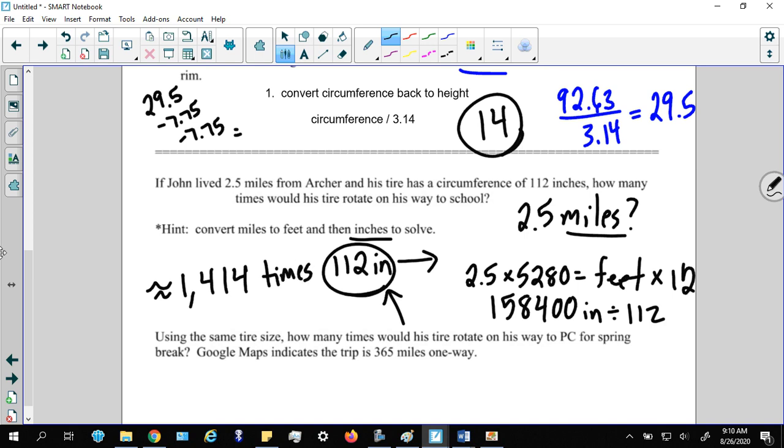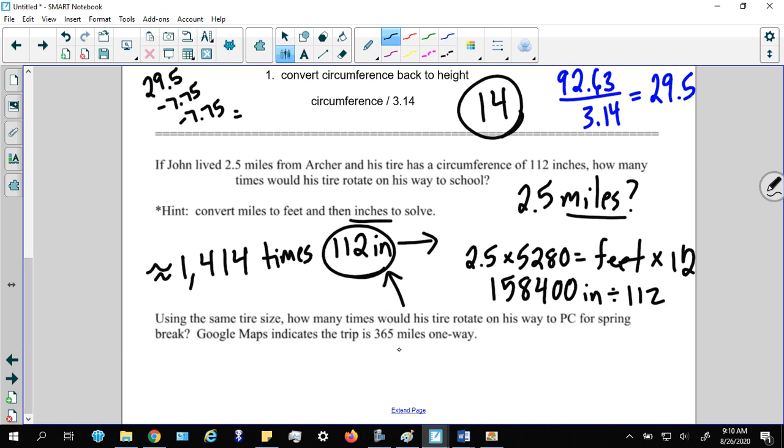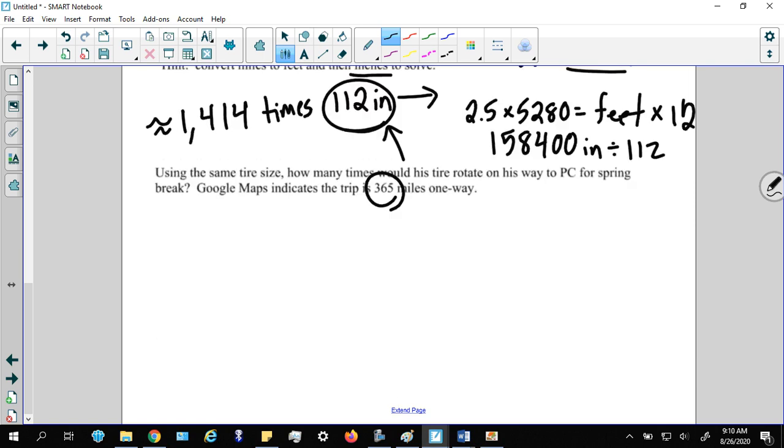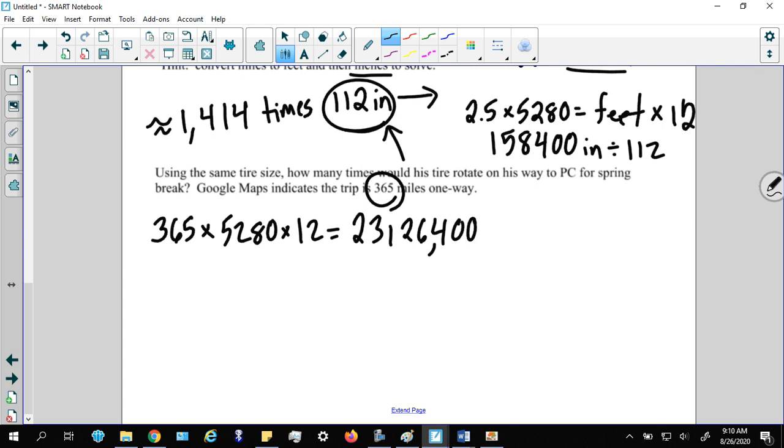Now lastly, same exact question, except we're using a much further distance. So again, you are converting miles to inches. So 365 times 5,280, and I'm just going to go ahead and multiply by 12 all in one step. Multiplication allows me just to do it all at once. And I get a relatively large number, 23,126,400. Now you're still going 112 inches per revolution, so divide by 112.